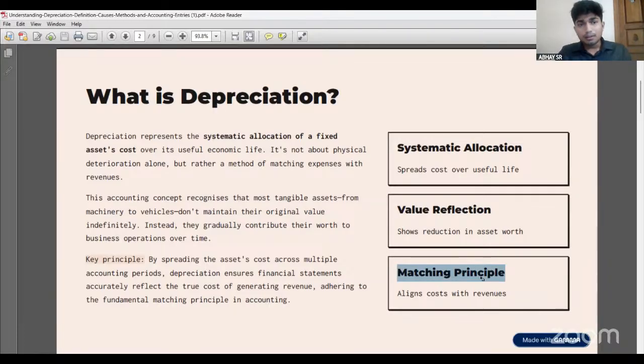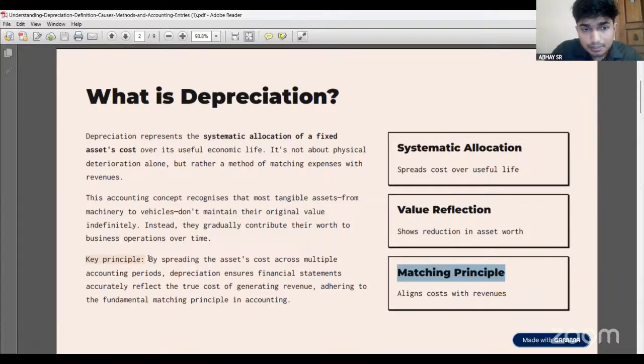So I personally went through the textbook that I had, the syllabus that I needed to cover, and these were the topics that the textbook shared. So these are the topics that I should cover: what is depreciation, how it is accounted for, what the methods are, what the causes of depreciation are, and also why it is necessary.